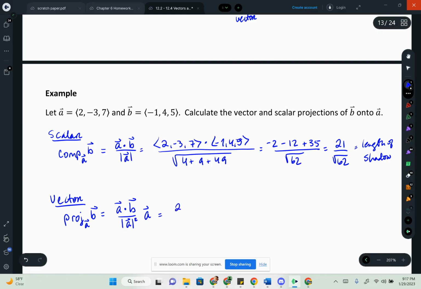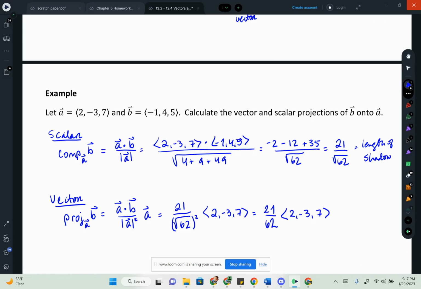The A dot B is still going to be 21. The magnitude of A is still the square root of 62, but now we're going to square it. Then we multiply by the vector, 2, -3, 7. And when I say we multiply by the vector, I mean good old-fashioned multiplication by a number, because the 21 over the root 62 squared is just a number. So that's going to stay on the outside. It becomes 21 over 62 times the vector, 2, -3, 7. And that is our vector, our shadow vector.